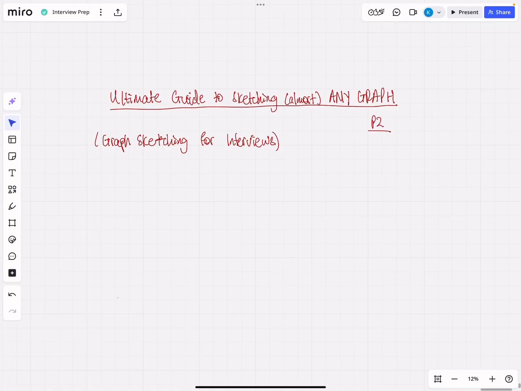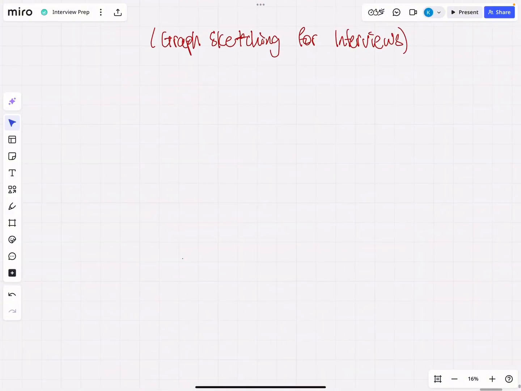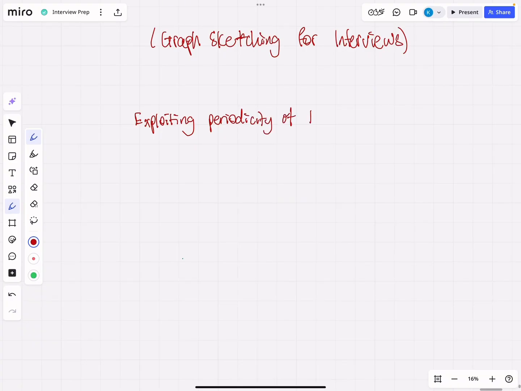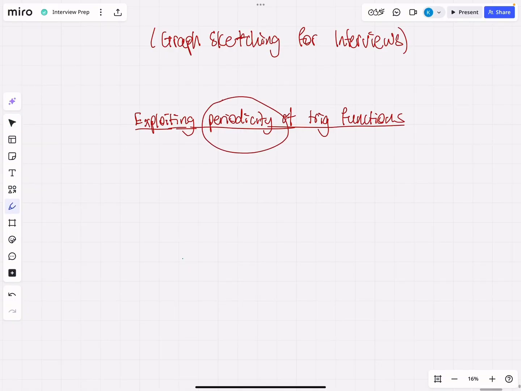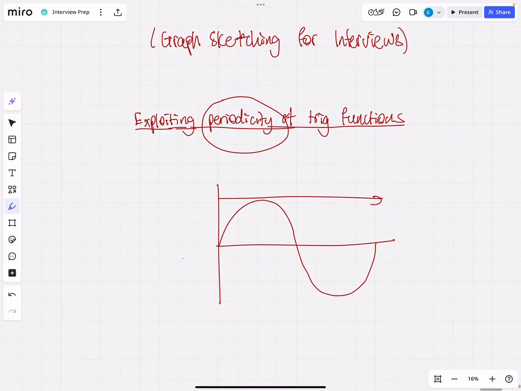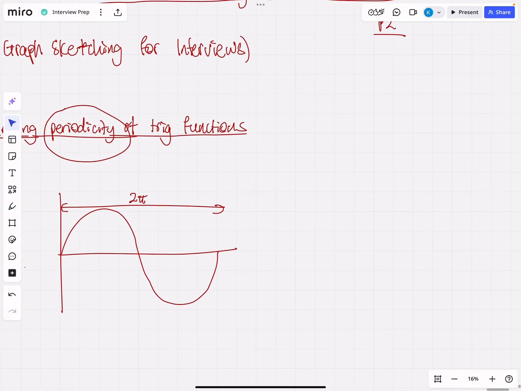So the first thing I wanted to talk about was exploiting periodicity of trig functions. So what do I mean by periodicity? Well, trig functions are periodic. So for example, if we take y equals sine x, the period is 2 pi, right? The sine x graph repeats every 2 pi.